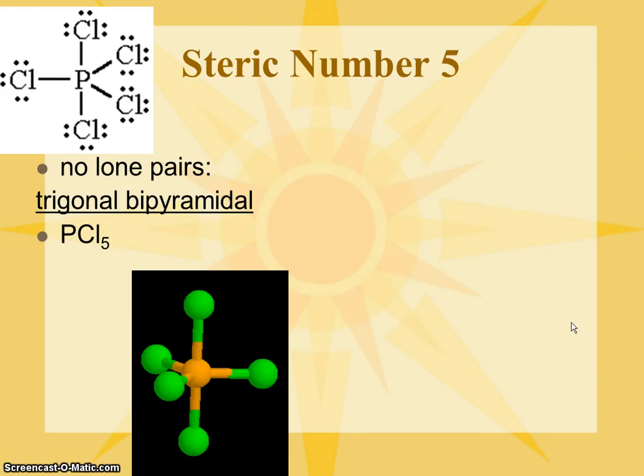Now to the expanded octets, a steric number of 5. My parent geometry here, if there's no lone pairs, just bonds, is a trigonal bipyramid. That sounds really fancy, but if we take it apart, trigonal means we've got a triangle base here in the center. Bipyramid means if we were to connect these faces, I've got a pyramid on the top pointing upwards and a pyramid on the bottom pointing downwards.